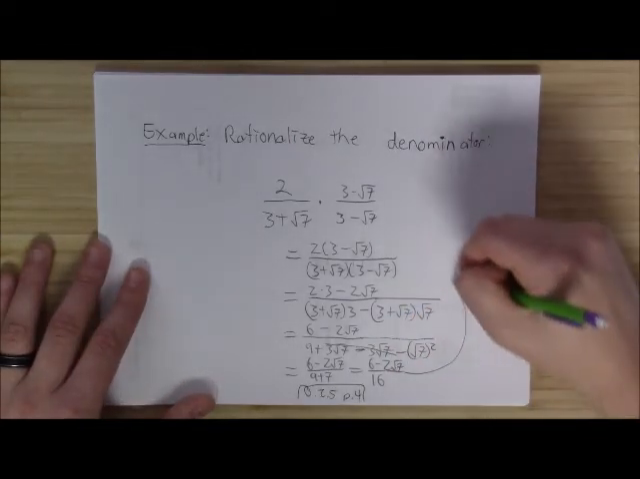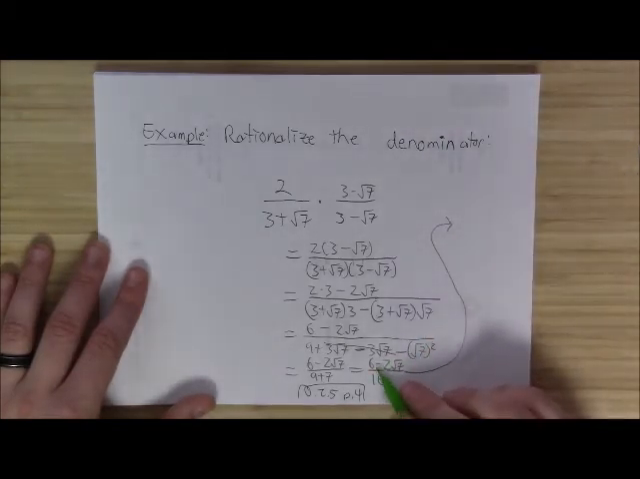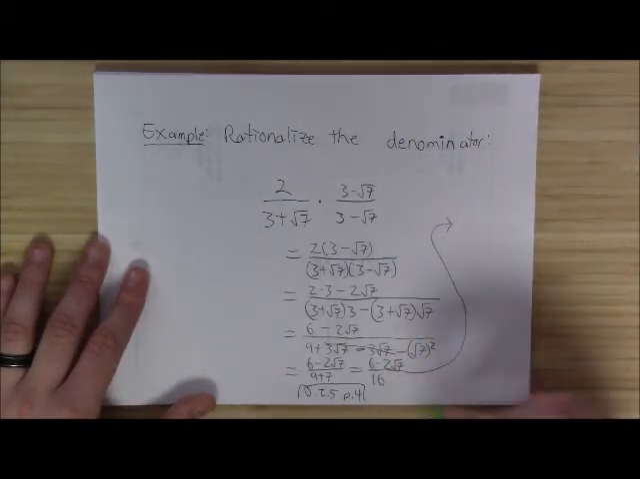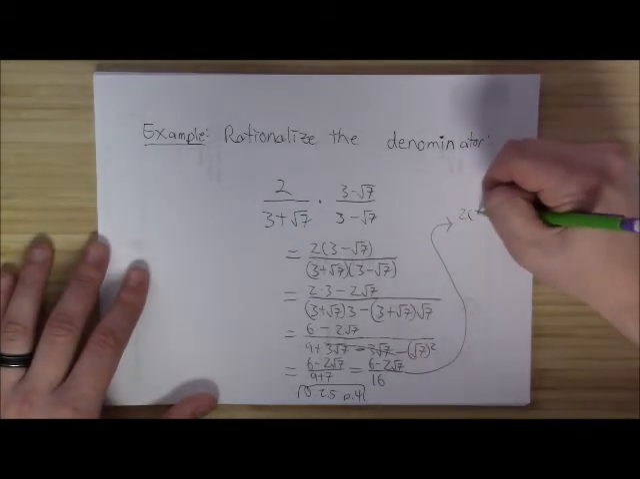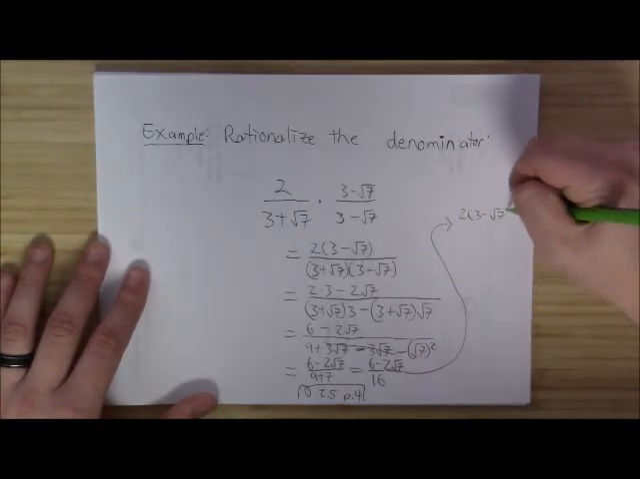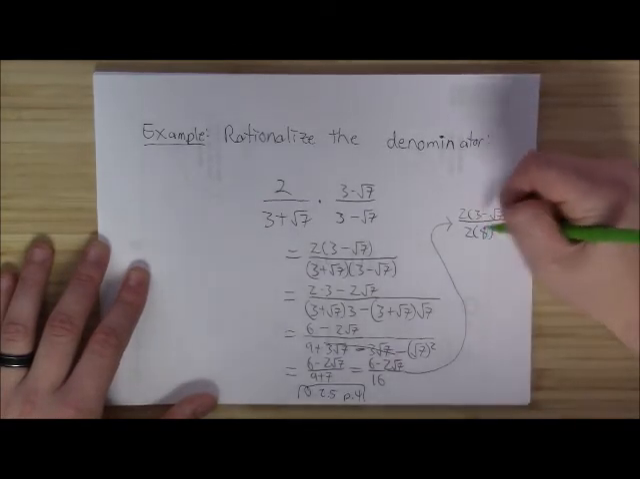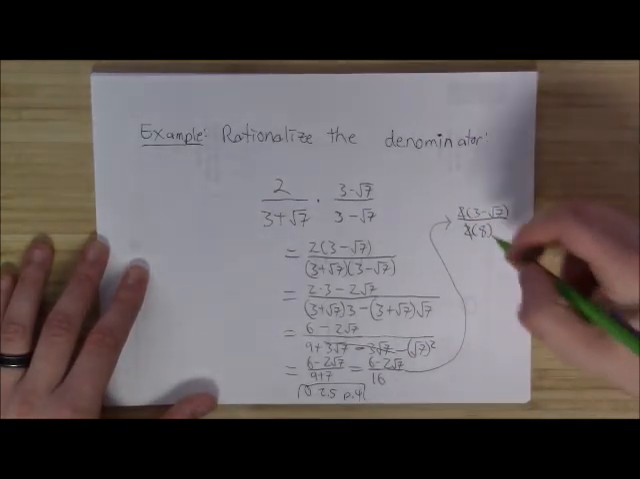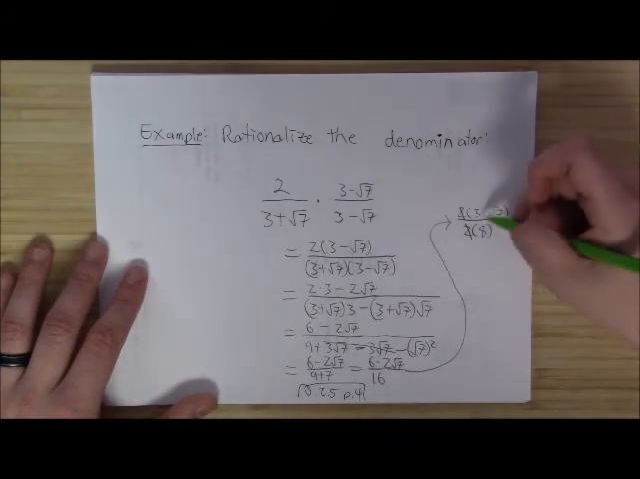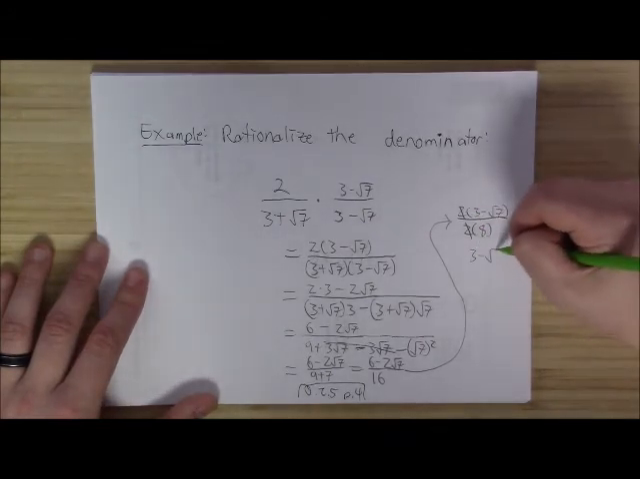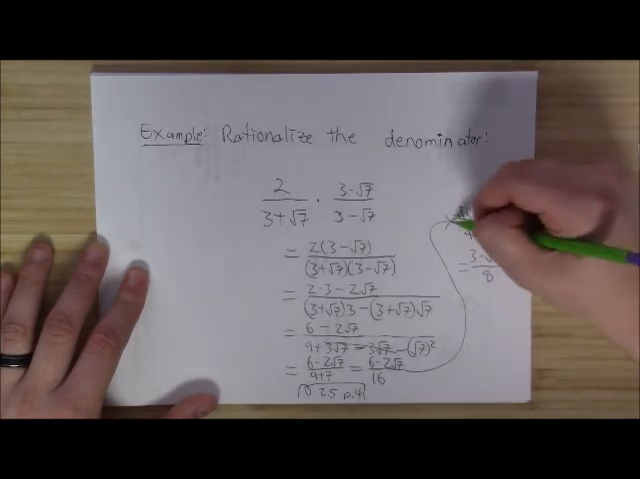Which I actually can write as, I can factor out a 2 out of the top, so I end up with 2 times 3 minus square root of 7. I can factor out a 2 out of the bottom, and now the 2's will cancel because it's a multiplication in a division. 3 minus square root of 7 over 8. So that is my final answer.